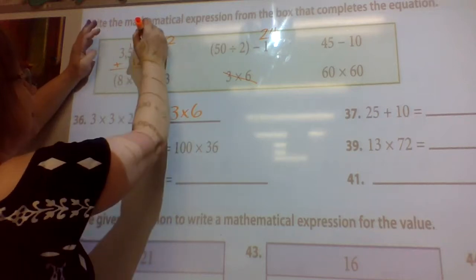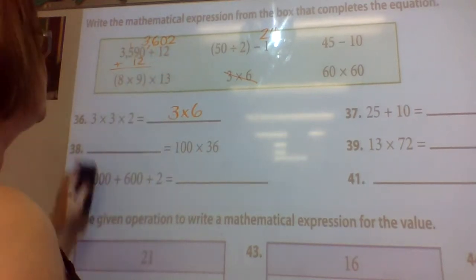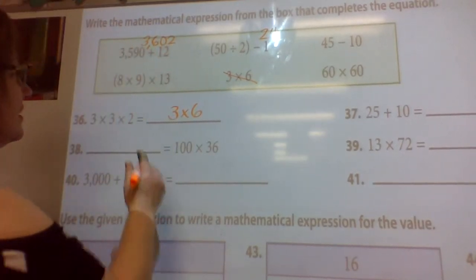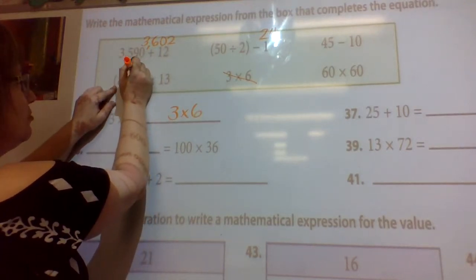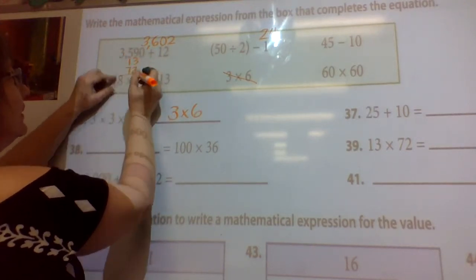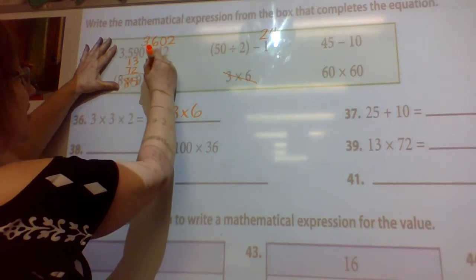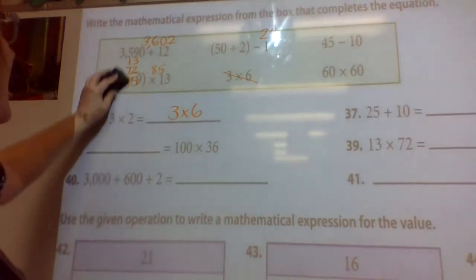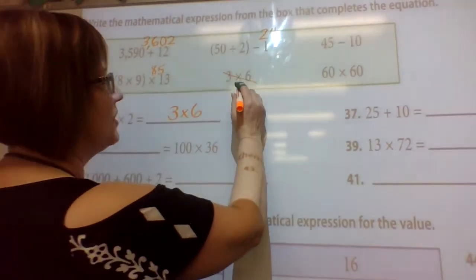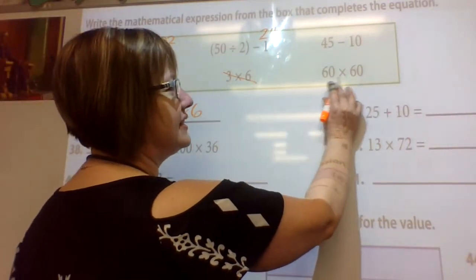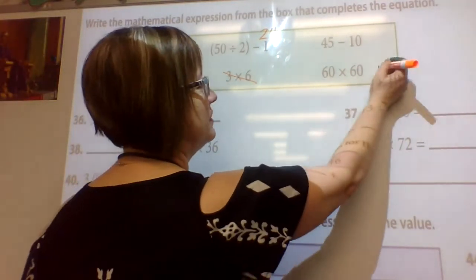And 3 plus nothing is 3. Okay, so that one equals 3,602. This is 72 plus 13, which equals 85. So that one equals 85. 24, we use that one. That equaled 18. 60 times 60, do the zeros, 2 zeros.